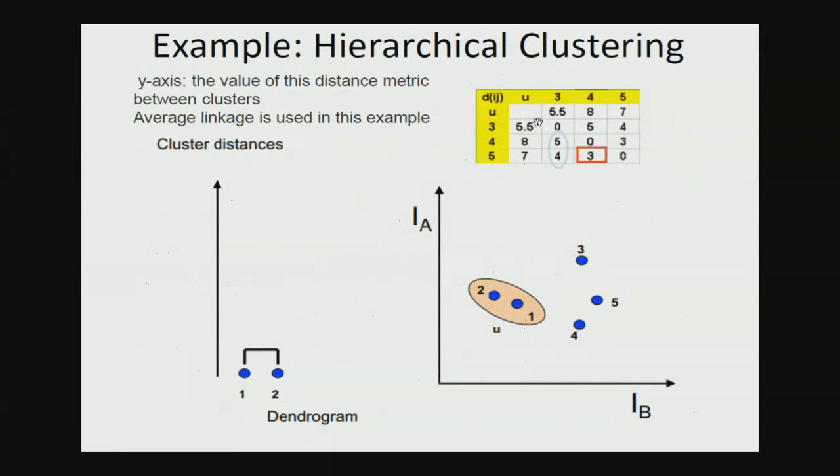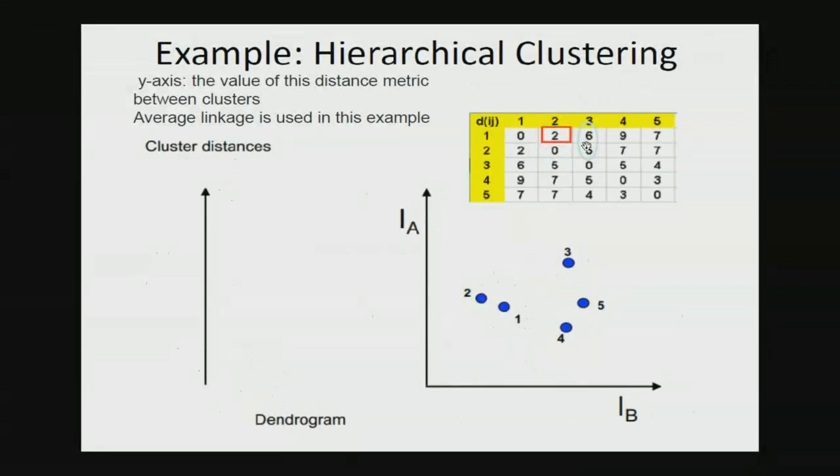And this 5.5 comes from, okay, this is 5 and 6. Yeah, that's 5. The average linkage. So why is it the average linkage? Because the distance from point 1 to 3 is 6, and 2 to 3 is 5, so the average is 5.5.